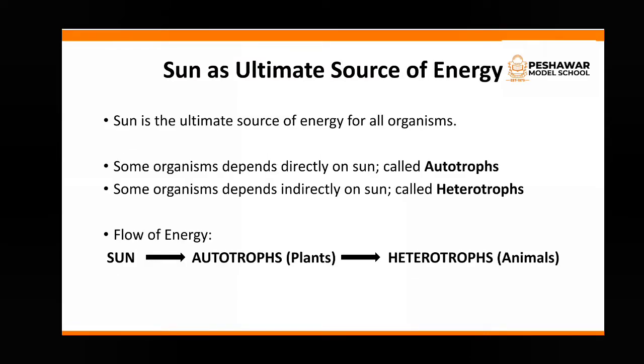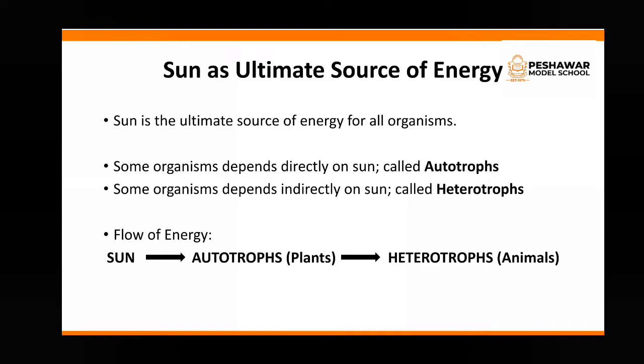Next topic is the sun as the ultimate source of energy. So the sun is the ultimate source of energy for all organisms. We know that the major energy comes from the sun to the planet Earth, and all organisms depend on the sun directly or indirectly. Some organisms depend directly on the sun, called autotrophs, which directly utilize the sun's energy and convert it into food and chemical energy. Some depend indirectly on the sun. They are known as heterotrophs.